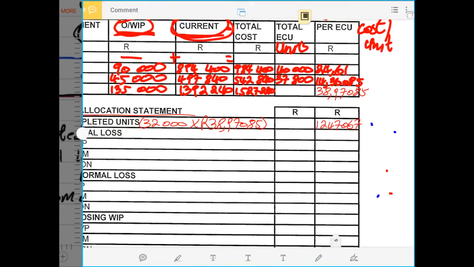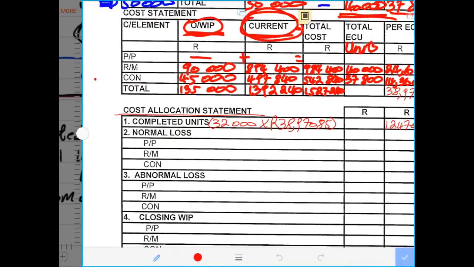Then after we come to the normal loss and check if there was any. Yes, there was the normal loss, but with regard to the normal loss, remember, they said it is taken into account at the beginning of the process. So now if it's in the beginning of the process, we don't do anything about the normal loss. We only go straight to the abnormal loss. And abnormal loss is divided into three: PP, raw material, and conversion cost.